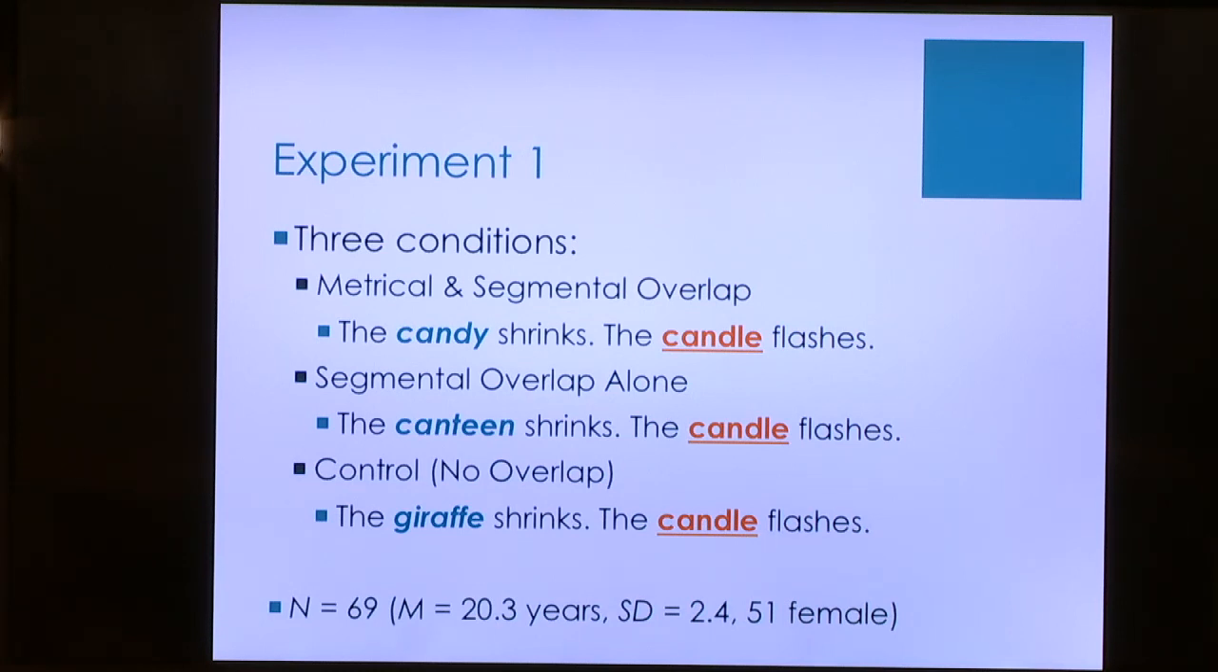And we had 54 disyllabic word pairs. We had 3 counterbalanced lists, so participants only saw each target once. And we had an even number of trochees and iams to balance out stress patterns there. And we had 69 native English-speaking college students complete the task.